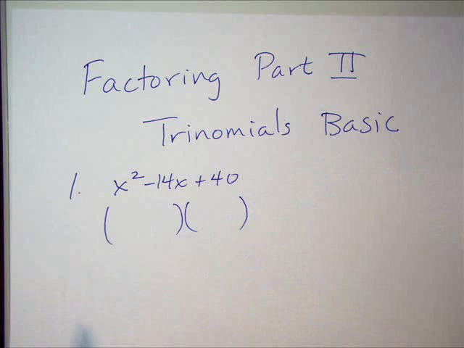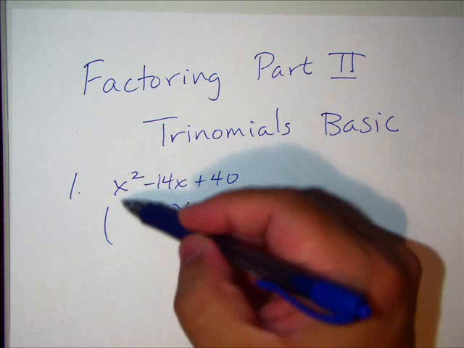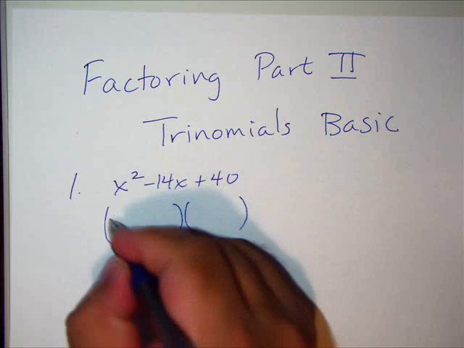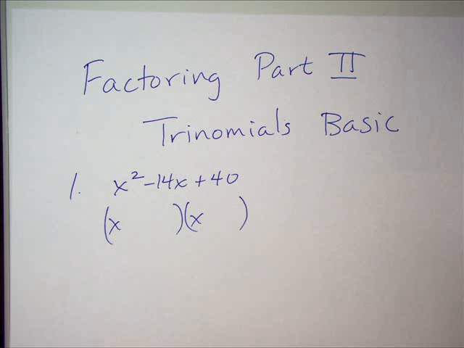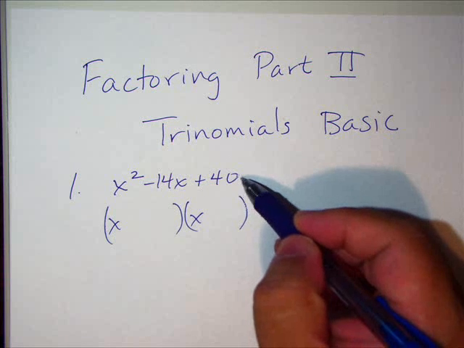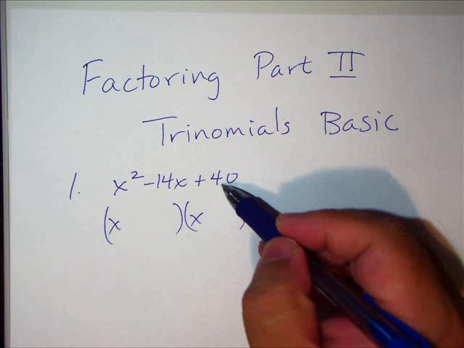Trinomials are going to factor into 2 binomials. The first part is relatively easy. What times what gives me x squared? Well, you have no choice. X times x gives me x squared. Now, you have several choices for what times what gives me positive 40.